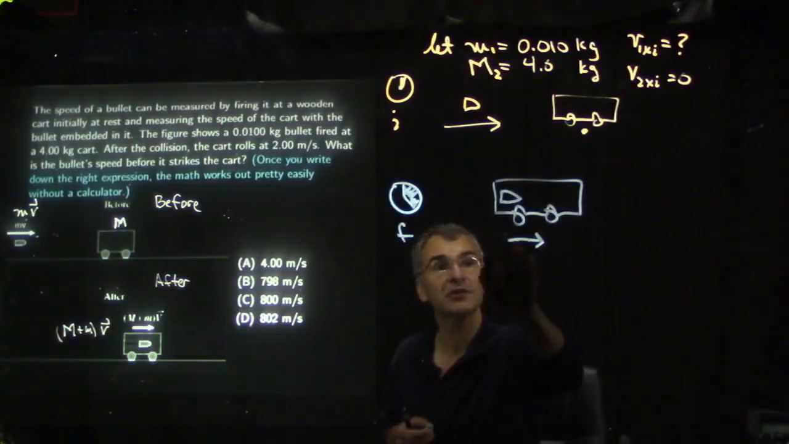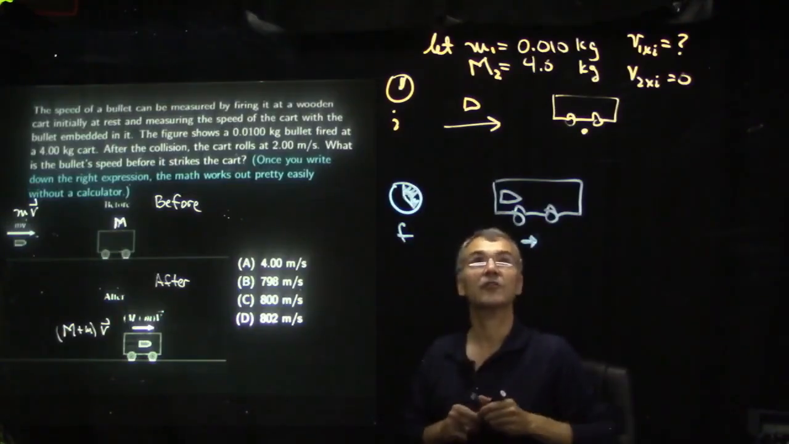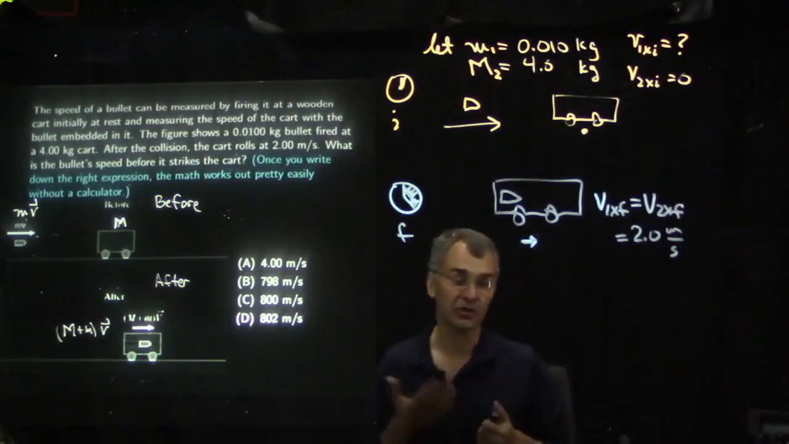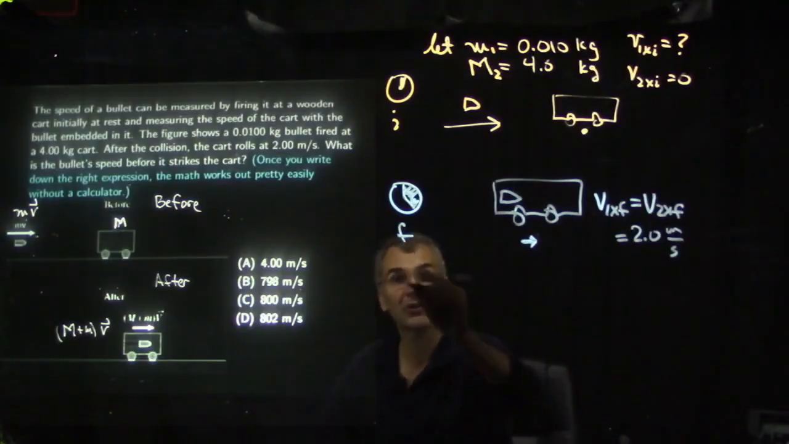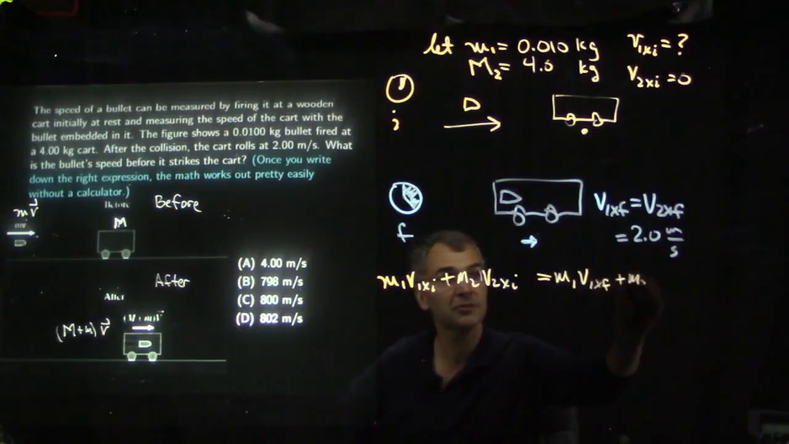In the final state, we have the bullet and the cart together, with a velocity that we expect to be much smaller than the bullet's initial velocity. We have v1xf equals v2xf equals 2 meters per second. Let's use the momentum equation. This is the equation we'll use for all problem solving with momentum when we have just two objects colliding along the x-axis: m1 v1xi plus m2 v2xi equals m1 v1xf plus m2 v2xf.